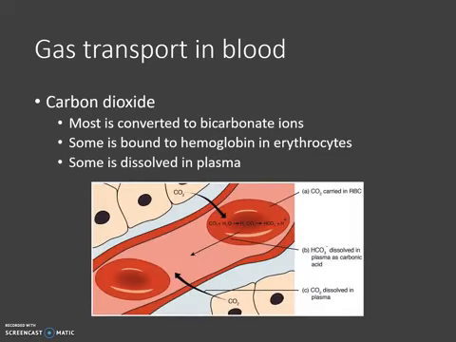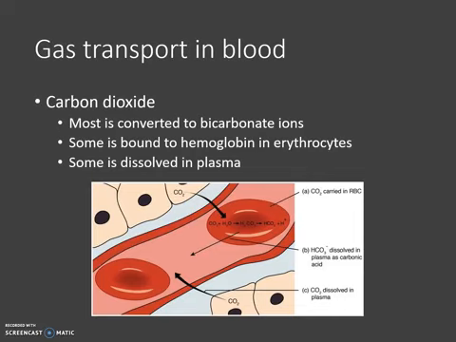Carbon dioxide can also be transported by binding to hemoglobin in erythrocytes, and some of it is dissolved in the plasma just like oxygen is. But most of it is actually converted to something called bicarbonate. And bicarbonate helps to buffer the blood in order to maintain a stable pH.